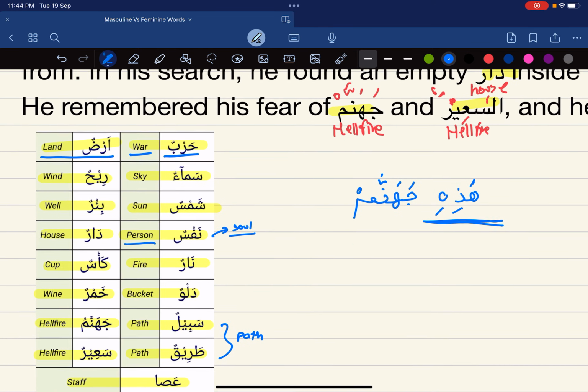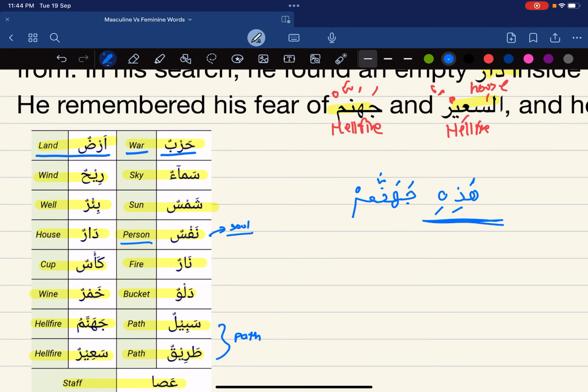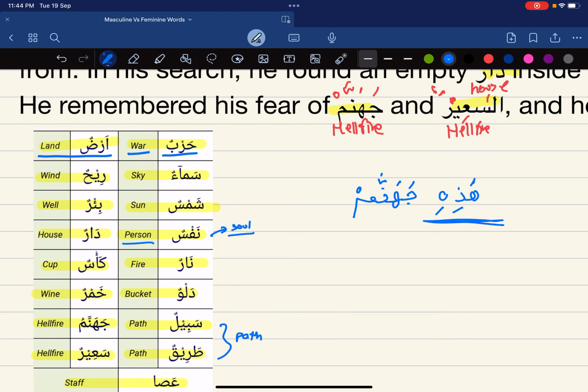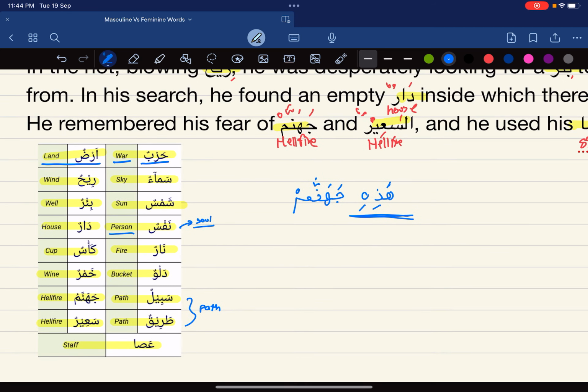And then we have, I can't really remember any other examples. It's kind of hard to come up with random verses that have these examples. That's just one of the examples. So when we are indicating these words, we'll treat them as feminine because they are feminine.